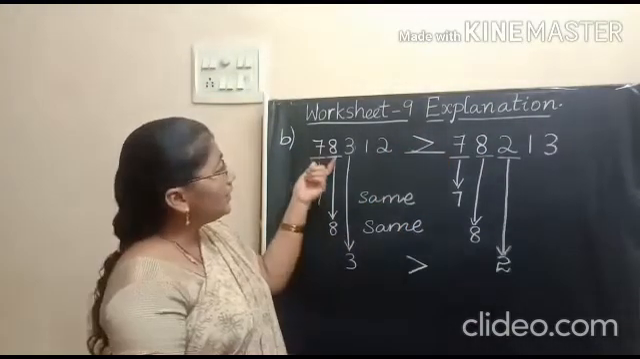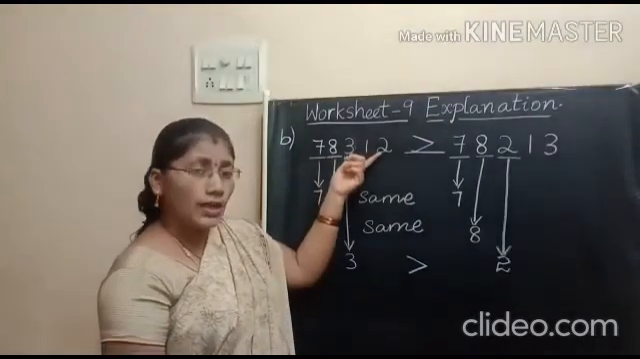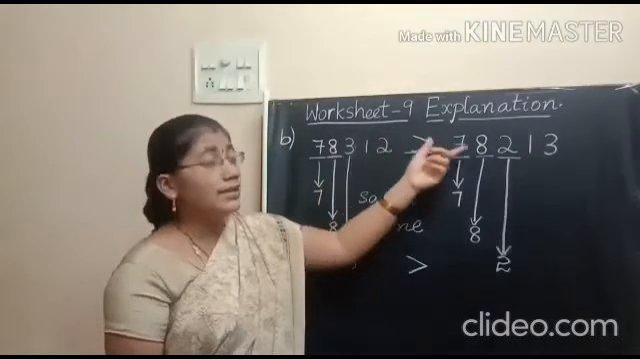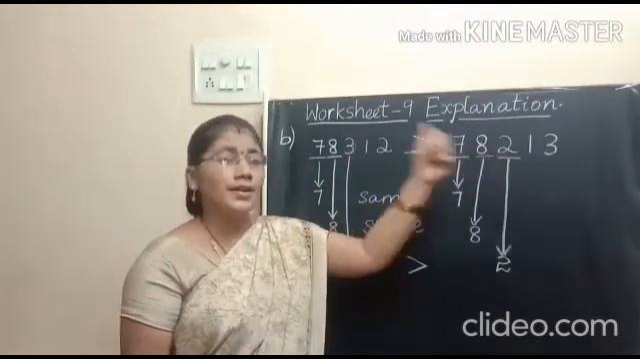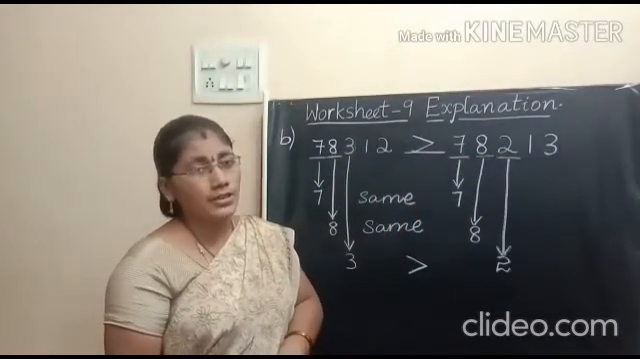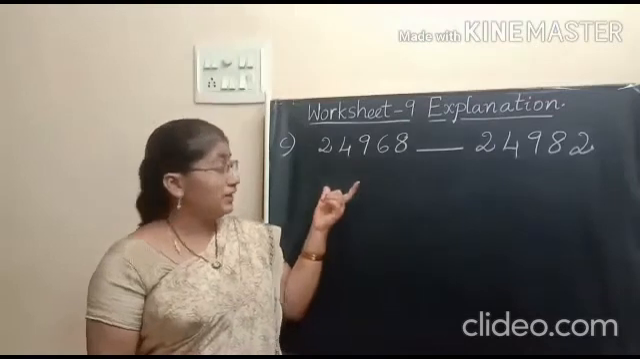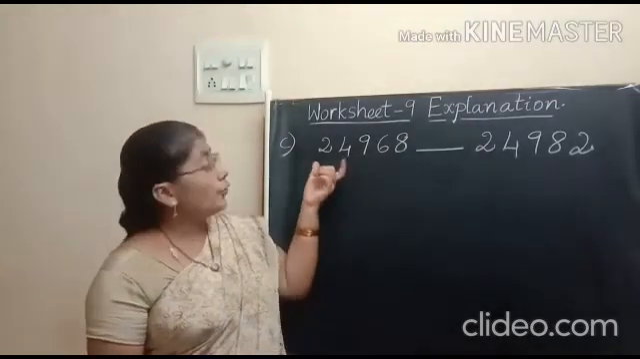That means 78,312 is greater than 78,213. Understood, children?